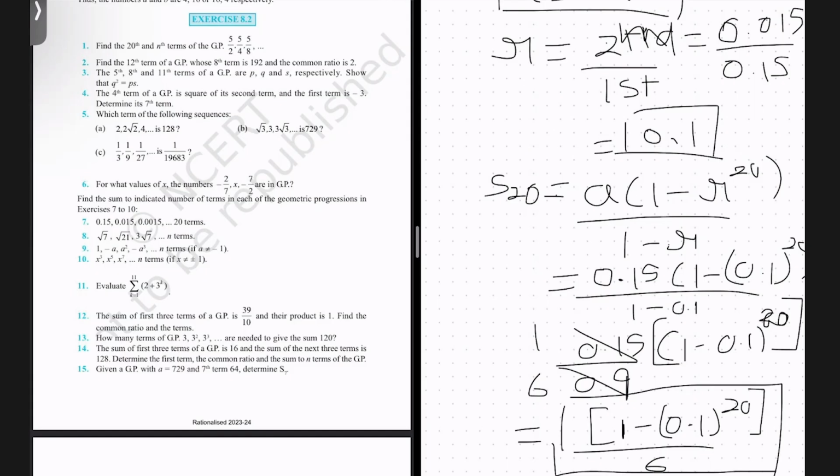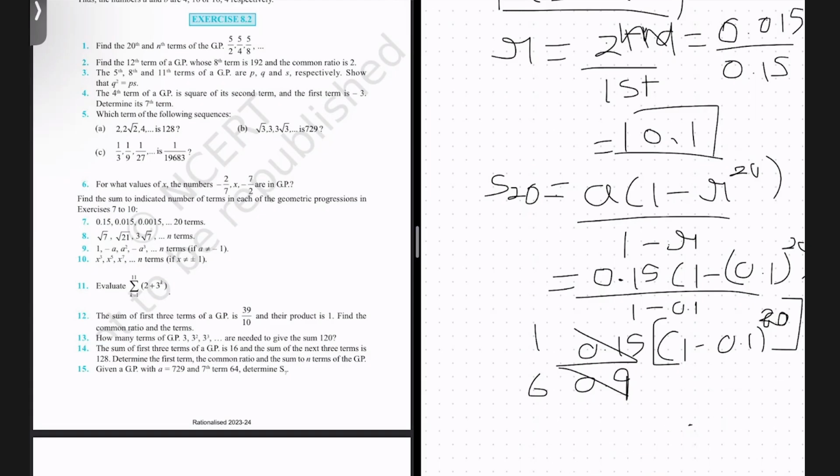Now, if you want, you can calculate what this value is going to be, but I don't see any point in doing that. You can leave the answer here, and that is going to be fine as well, because this is some trivial calculation which could be done using a calculator if you want. But yeah, this is going to be your answer. Moving on to the 8th question.